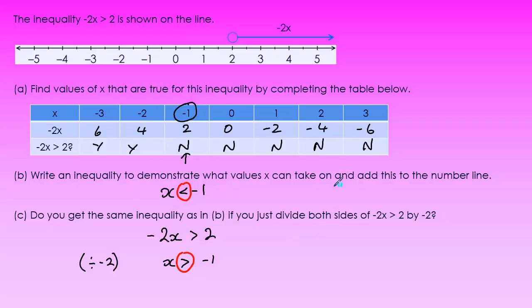So in the first example, where we divided both sides by a positive number, it worked, and here we divided both sides by a negative number, and it didn't. So let's explore that further.